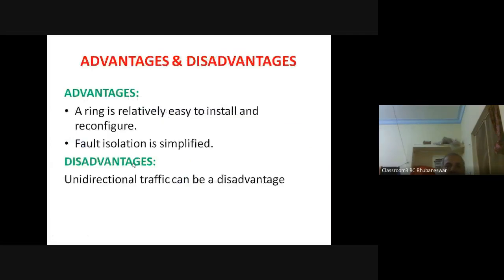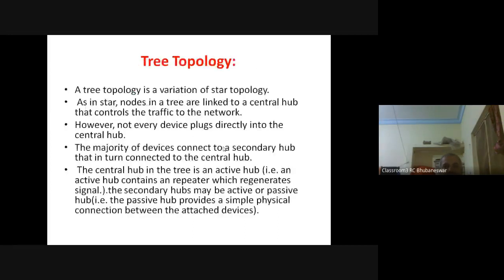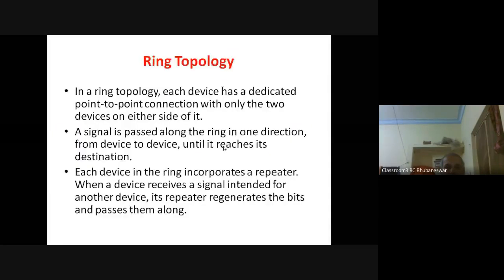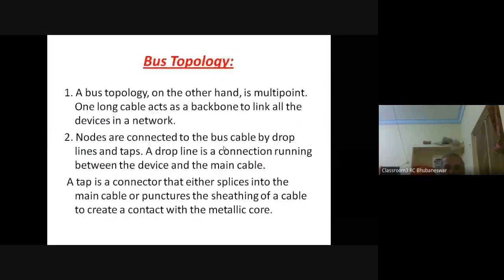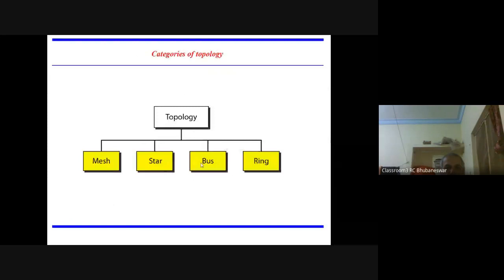Advantage is the ring is relatively easy to install and reconfigure. Fault isolation is also simplified. Disadvantage क्या है? Unidirectional traffic can be the disadvantage. All these four are the basic topologies. Means topology is basically divided into four types: mesh topology, star topology, bus topology, and ring topology.